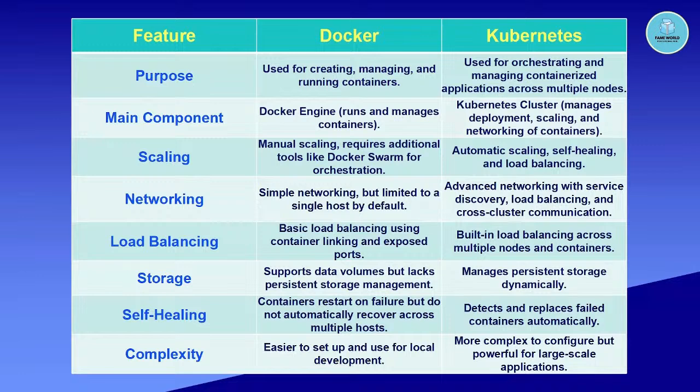Whereas in Kubernetes, it detects and replaces failed containers automatically. So Kubernetes is, you can say, an advanced technology compared to Docker. It has good features, automatic memory management, and automatic healing procedures. When we talk about complexity, Docker is easier to set up and use for local development, whereas Kubernetes can handle more complex applications, but it is also more complex to configure.